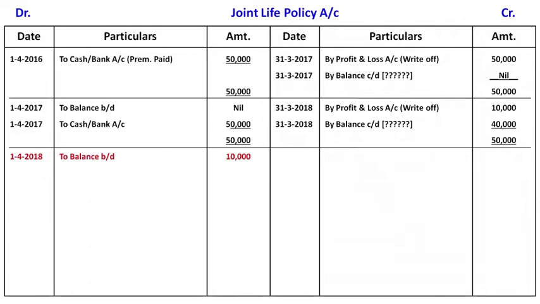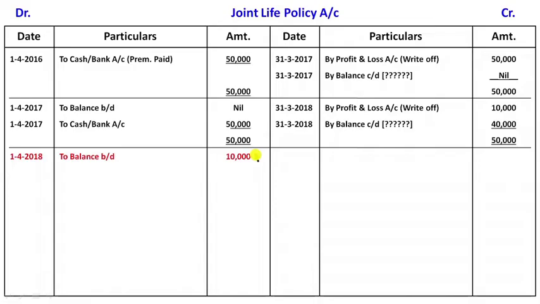So write off is 40,000. Here, see the calculation: write off is 40,000, so the balance will be 10,000. This 40,000 is the upside and this 10,000 is the balance. So that 10,000 is transferred to 2018. Premium paid, write off, now 10,000.